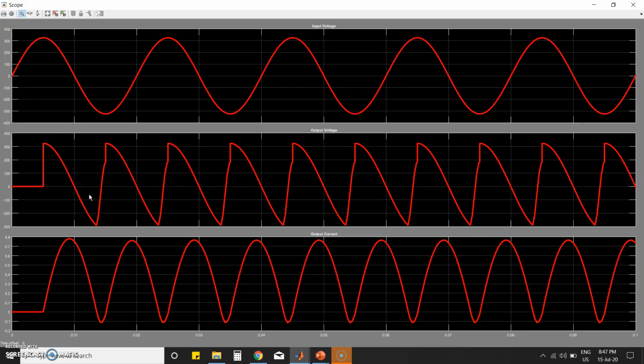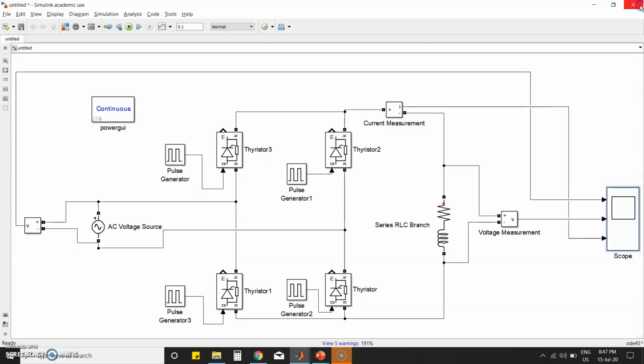So if we change the firing angle above 90, then the output voltage will be more negative compared to positive. That is, power will be transferred from load to source. This is what we say: the full converter will act as a two quadrant converter. Now you see this picture. This is a 2 pulse full control converter.